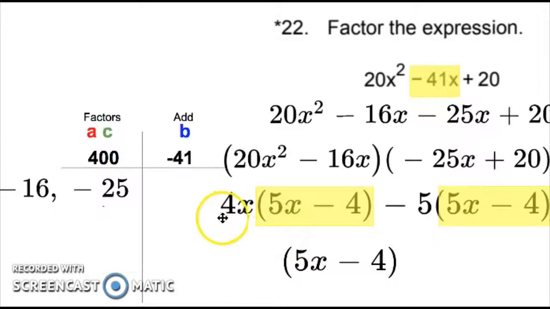When I take out 5x minus 4 from these two, I'm left with 4x. When I take out a 5x minus 4 from this, I'm left with negative 5. So I have (4x minus 5) times (5x minus 4) as my answer for number 22.